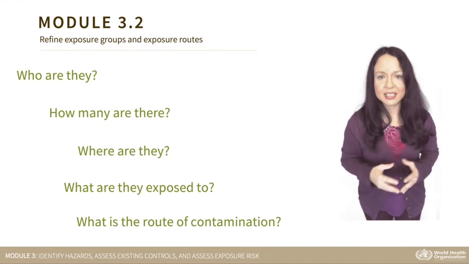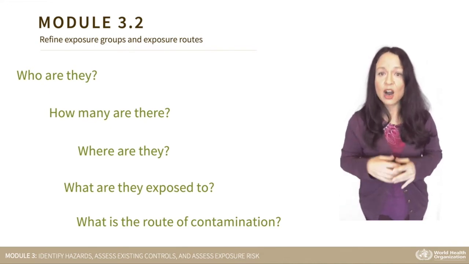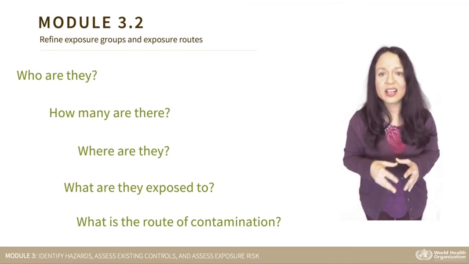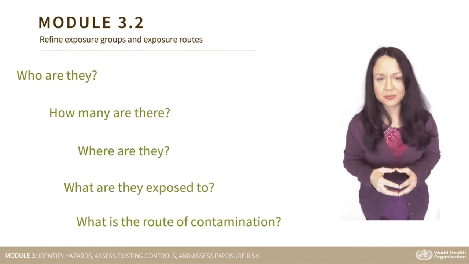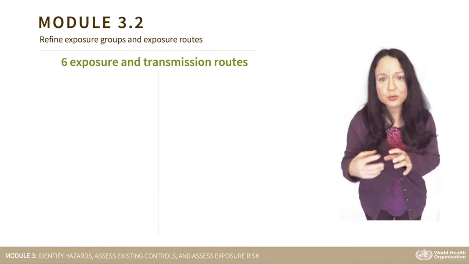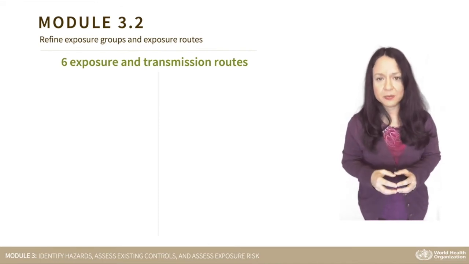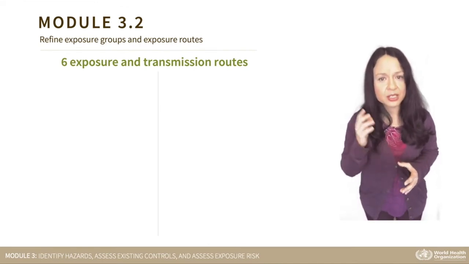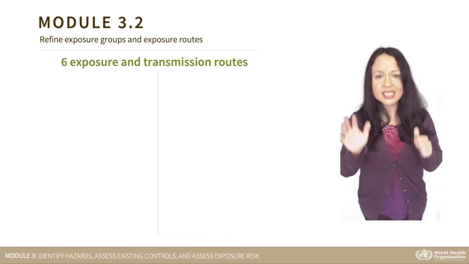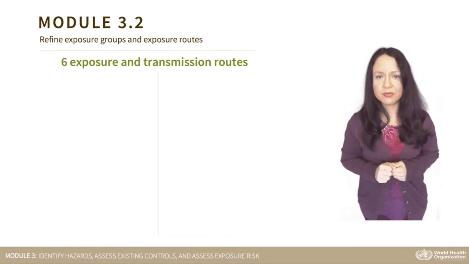We should ask, who are they? How many are there? Where are they? What are they exposed to? What is the route of contamination? Following, the expected exposure routes should be identified. This helps understanding of the risk and also the appropriate control measures. There are 6 exposure routes.